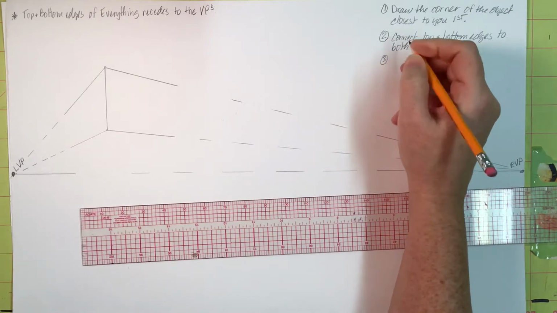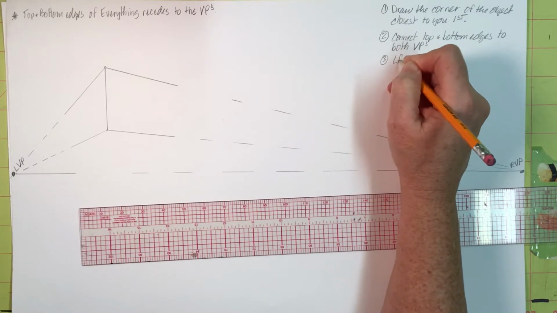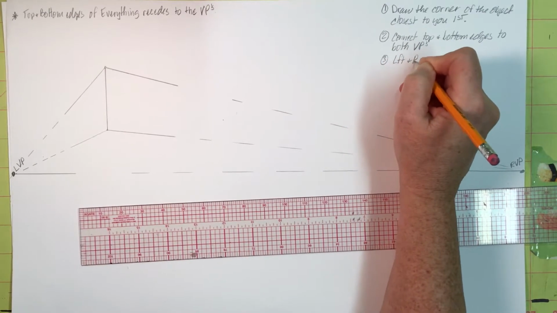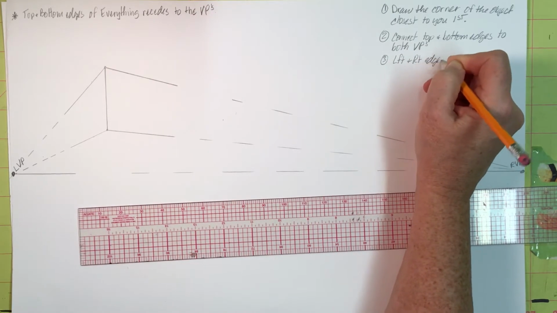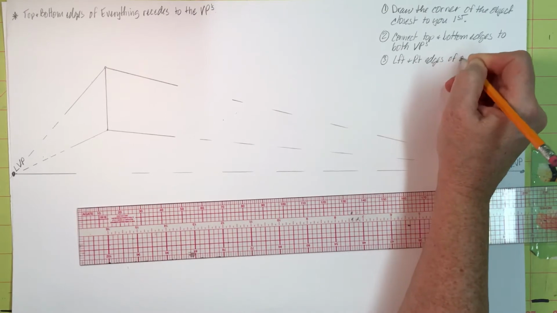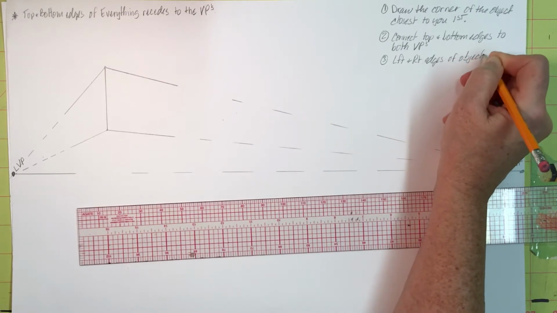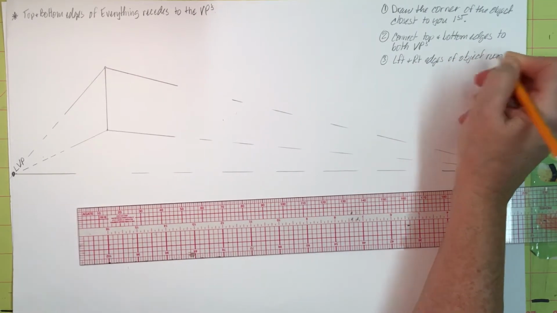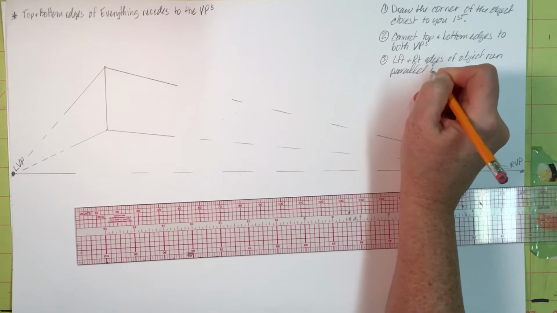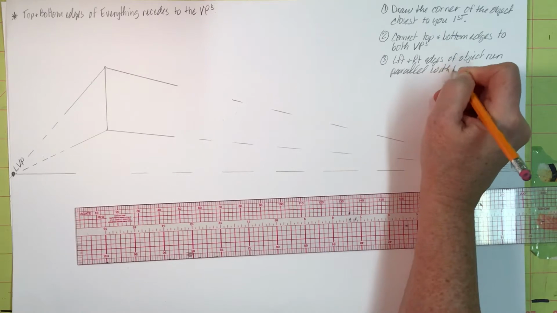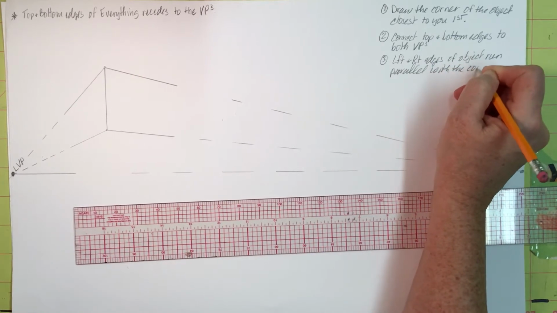Step number 3 is that the left and right edges of the object run parallel with the corner closest to you.